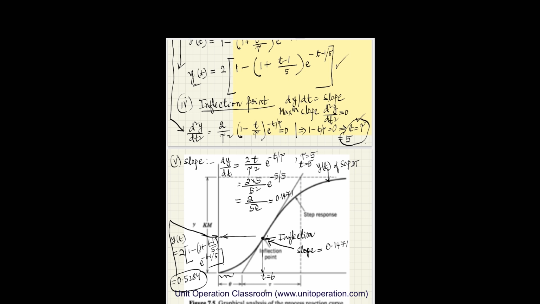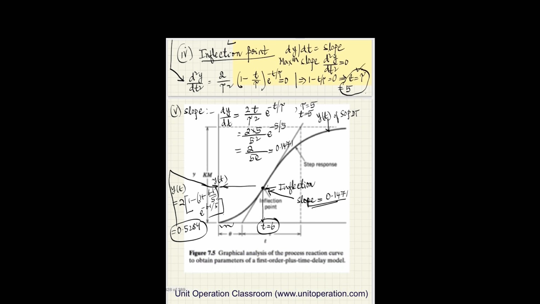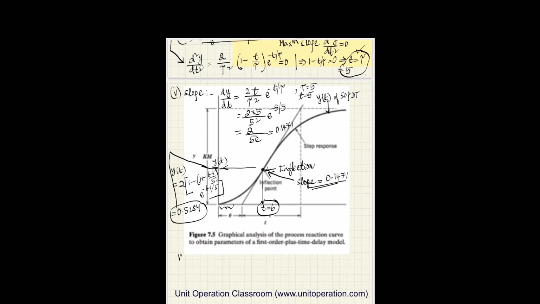We got the value of the slope also at the point of inflection, and we have got this value at t is equal to 6. Okay. Next point is we have to find out the equation of the tangent. Okay. We have to find that this is my tangent. Again, this is a straight line. It's really easy to do.